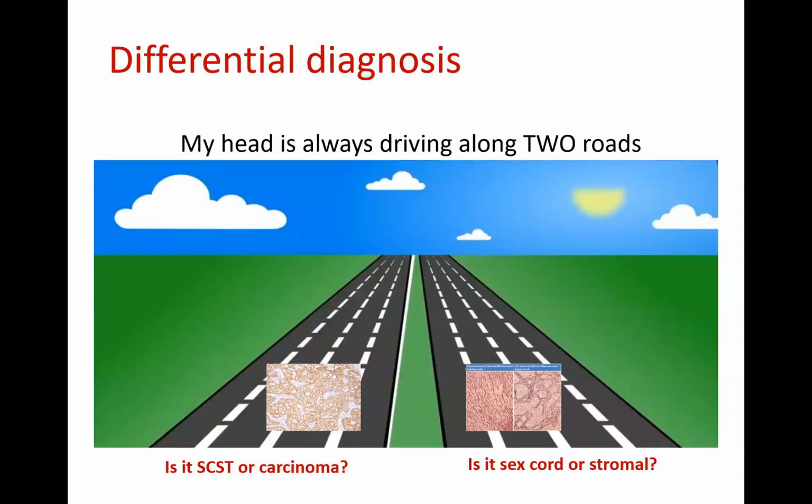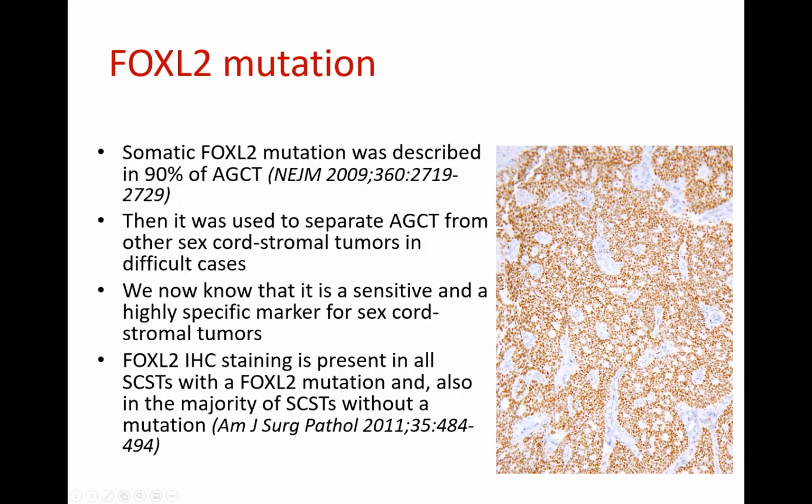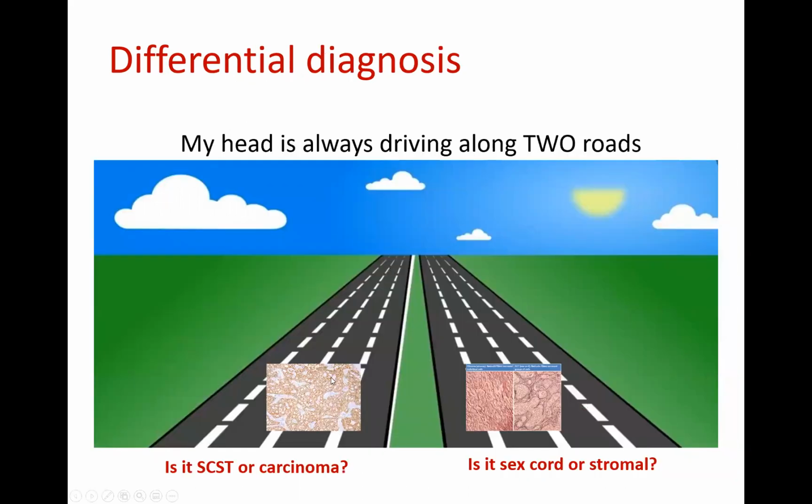So again, going back to the two highways I was talking about, if your question in your mind is, is it sex cord-stromal or carcinoma? I think FOXL2 will do a good job here, because we said that FOXL2 is positive in most sex cord-stromal tumors. So if your case comes back positive, then probably it's not a carcinoma. But FOXL2 is not going to help you when you drive on the other highway, because it doesn't separate granulosa cell from other sex cord-stromal tumors as well. So if that is the question on your mind on the right, then probably reticulin stain will help you.